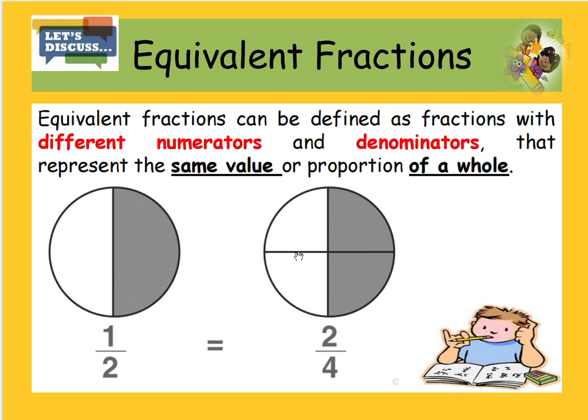And the same circle is further divided into 4 equal parts and 2 parts are colored. So we can represent it as 2 by 4. The numerator is 2 and the total parts are converted into 4 equal parts, so that's why the denominator is 4. Both fractions are equivalent, just the representation is different.